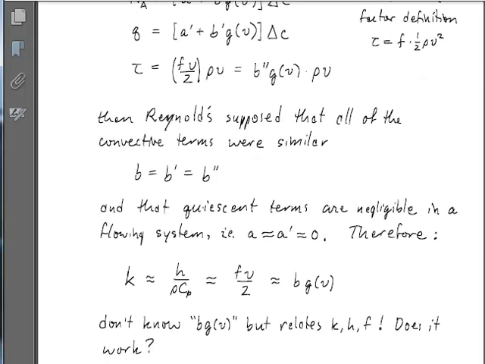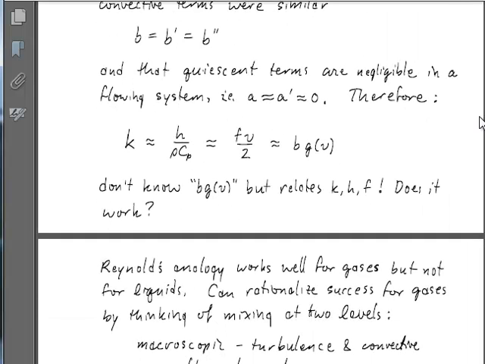And now he obtains an analogy between the mass transfer coefficient, the heat transfer coefficient, and this friction coefficient, right? So you see that if you make these assumptions, then this is what comes out, right? And all of them are going to be equal to this unknown B times this unknown function g of v. So we don't really care about this guy. What we care about is what's on the left side of this equation, and that's an equality between the mass transfer, heat transfer, and friction coefficients. That would be pretty remarkable if it works. And the question is, does it work?